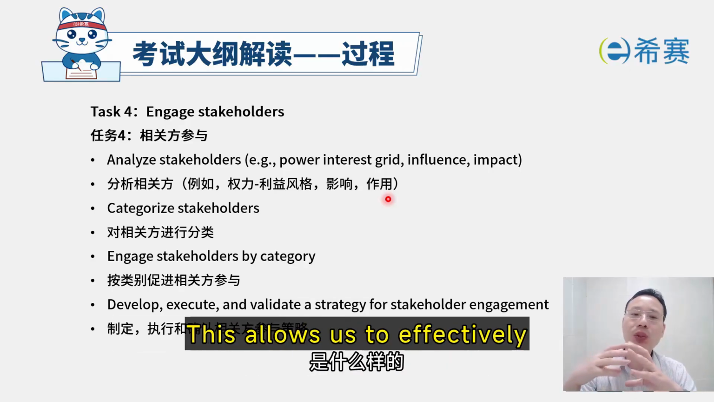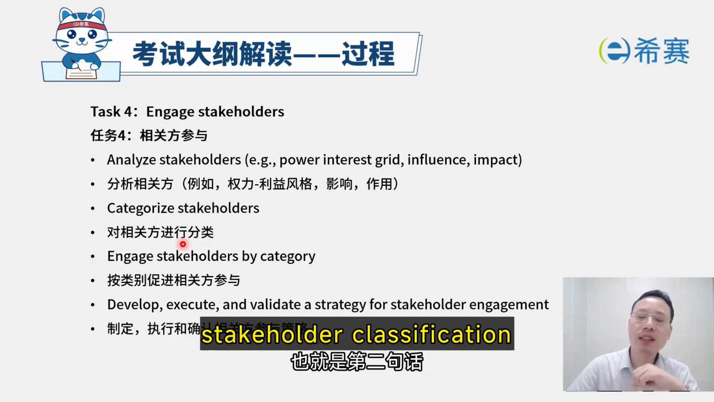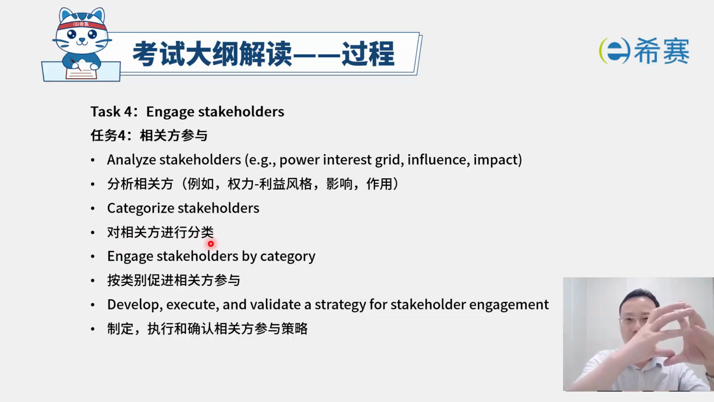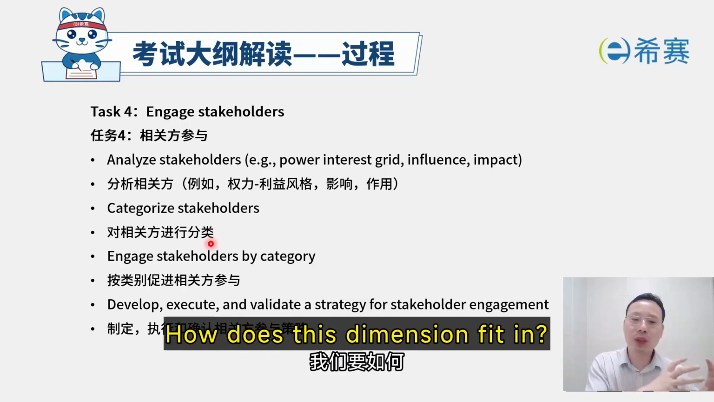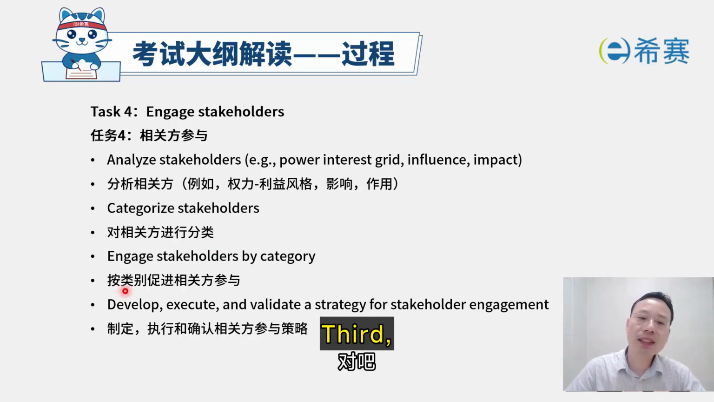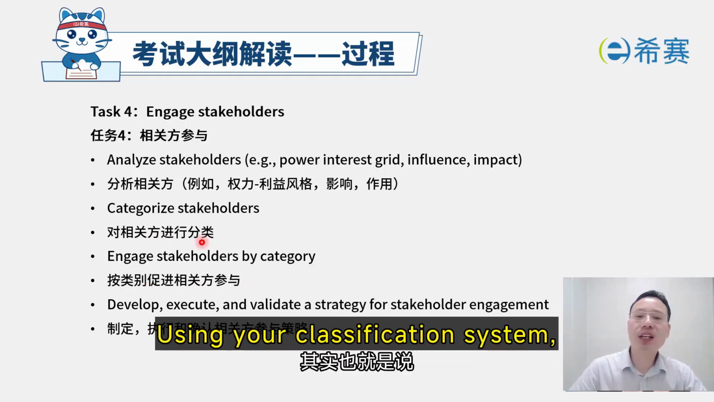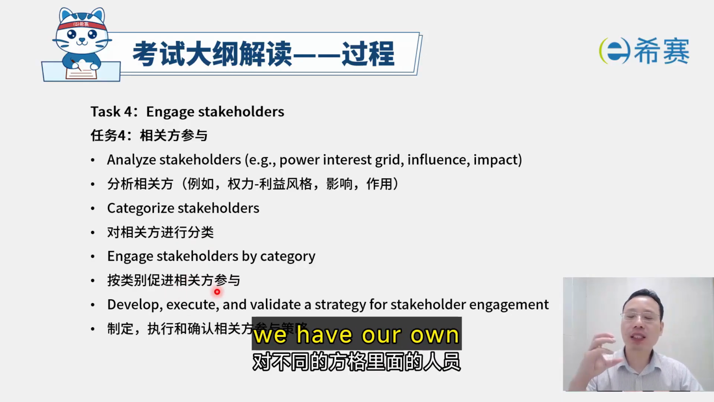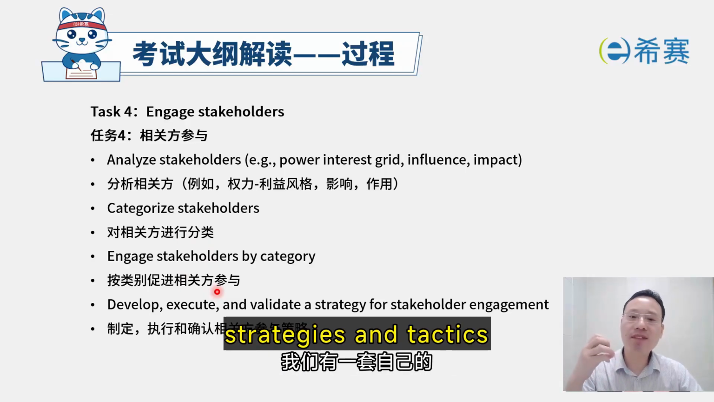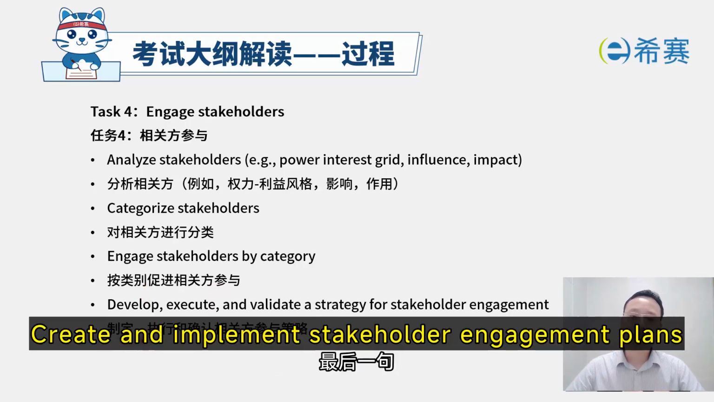This allows us to effectively categorize the stakeholders, which brings us to our second point, stakeholder classification. Stakeholders in this category require our focused management, while those in another category need a different approach. Using this classification system, for each stakeholder group, we have our own strategies and tactics for effective management. Lastly, create and implement stakeholder engagement plans.